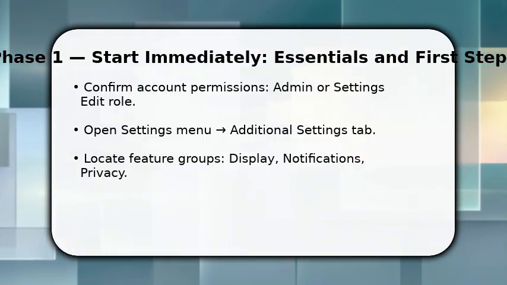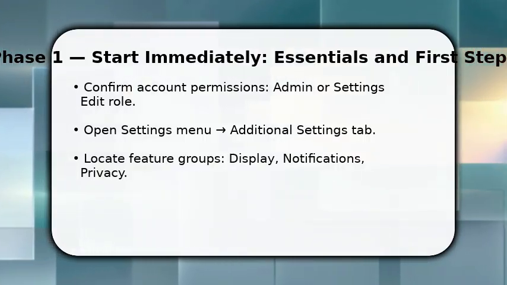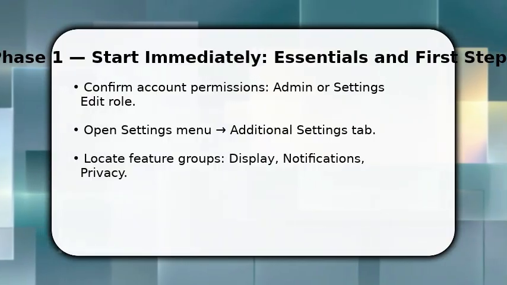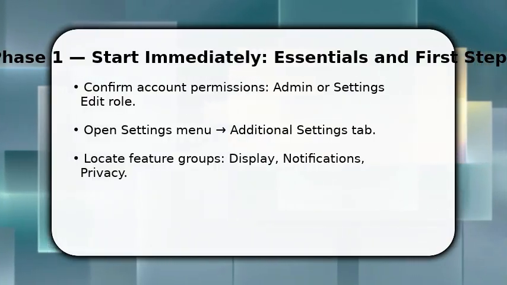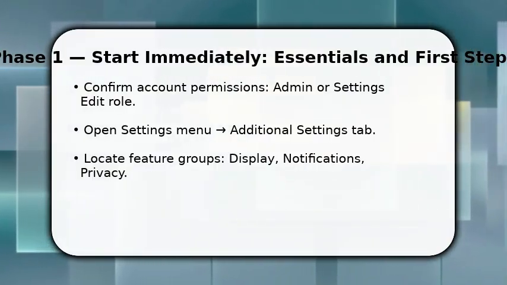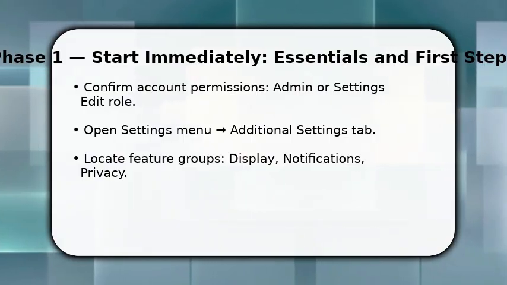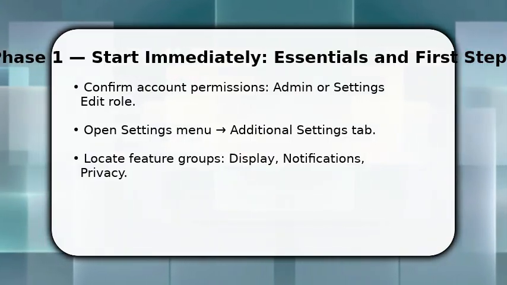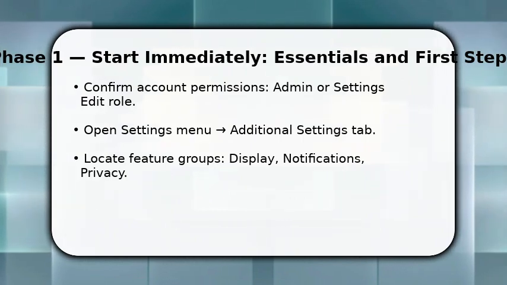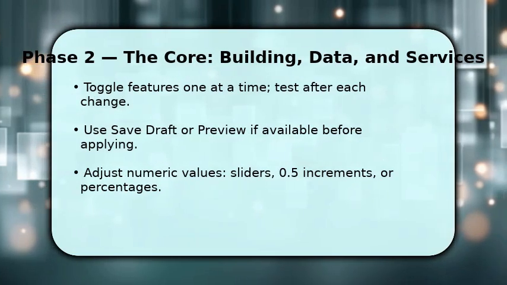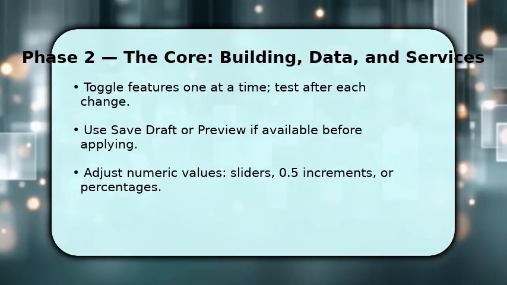You'll see grouped options like display, notifications, and privacy. Scan them to identify which group contains the behavior you want to change. Do this now, and keep an eye on current defaults, since knowing the baseline makes it easier to test and revert later. Once you've located the right group, adjust complex options methodically.